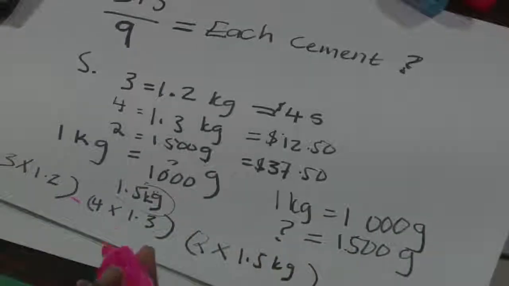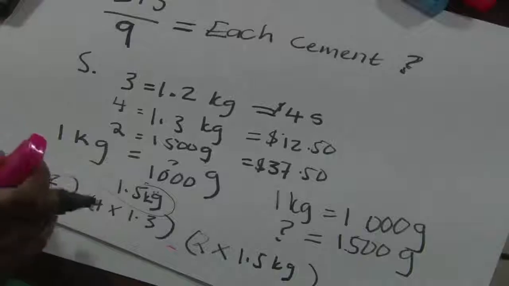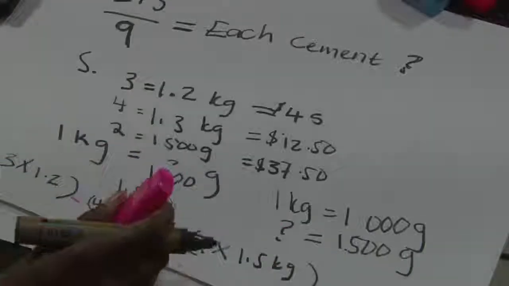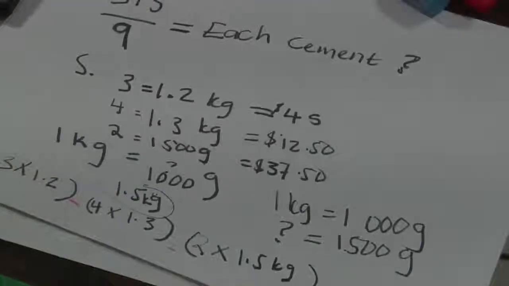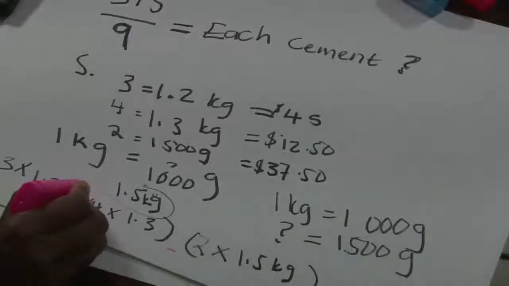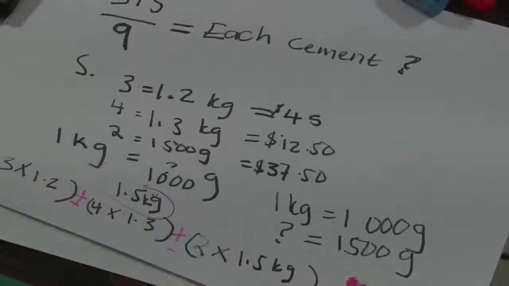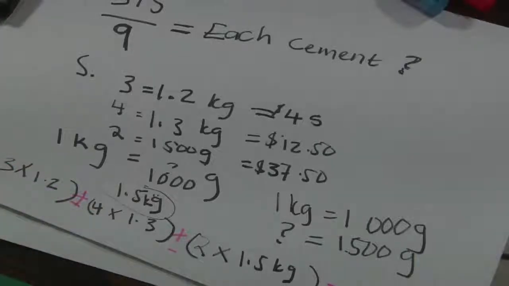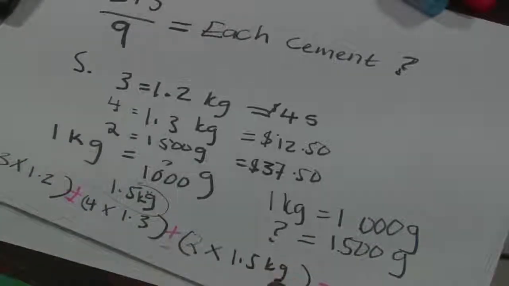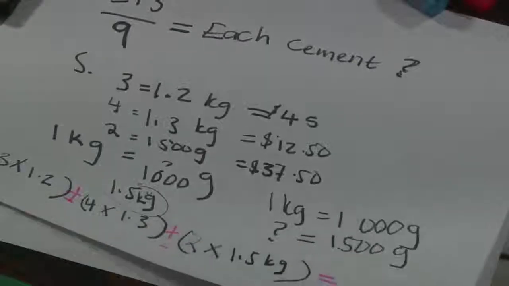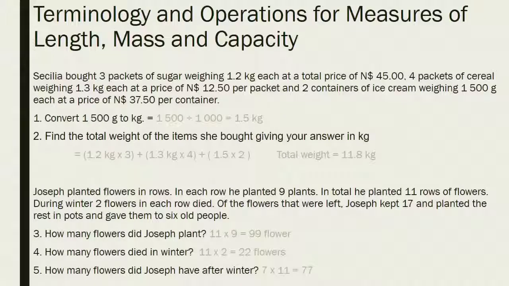So they want the total of the weights. That means you now have to add all these weights. You add all these 3 weights to get the total weight for all the items. So you just do your addition and then you get the answer. The next one.